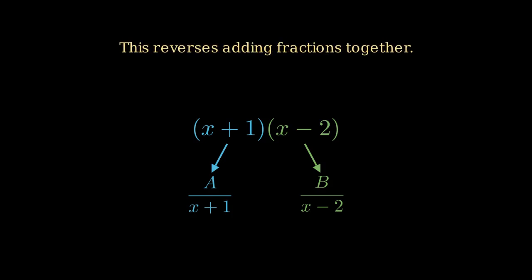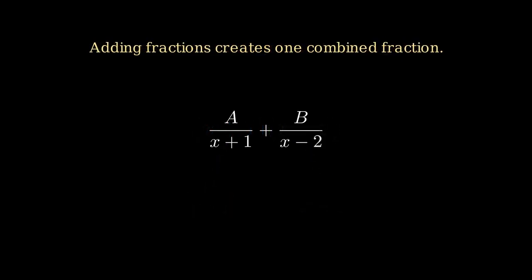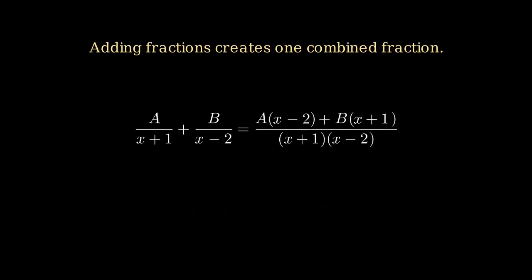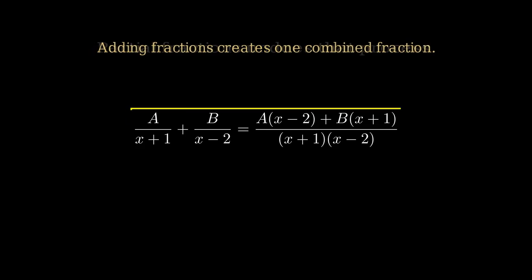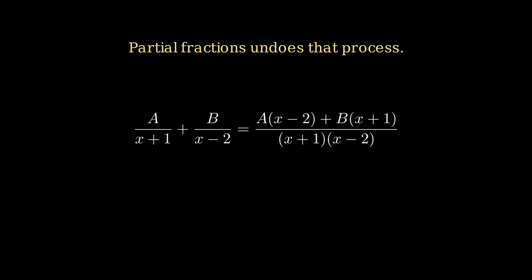This is really nothing new, it is just the reverse of something you already know how to do. Add two simple fractions, say a over (x + 1) and b over (x - 2), over a common denominator, and you get one single combined fraction. Partial fractions simply runs that process backwards, taking the combined fraction and splitting it back into the pieces that made it. Here is that same addition, tilted so you can see the structure more clearly from another angle.